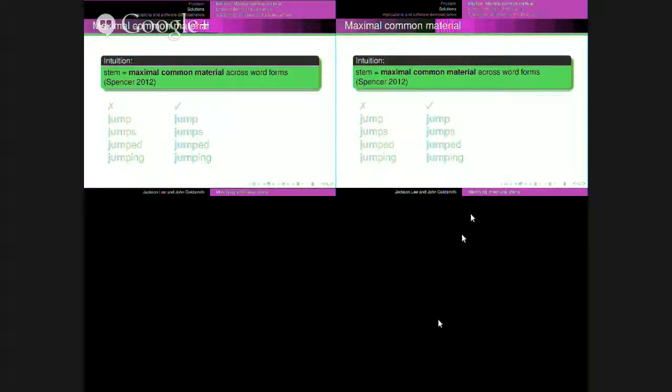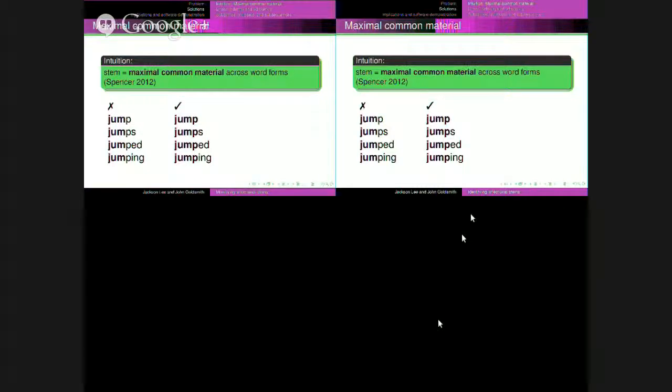All else being equal, he says a stem for a given paradigm is the maximal common material across all the word forms, which is intuitive. That's the best that we can say, right? I mean, without any prior information, no fancy math whatsoever, that is the best that we can do. So by this, what we mean is something like this. For example, given a jump paradigm, you don't want to say the stem is just the string JUM, because you can still pull out the P here as part of the common material, right? So that's the basic intuition.